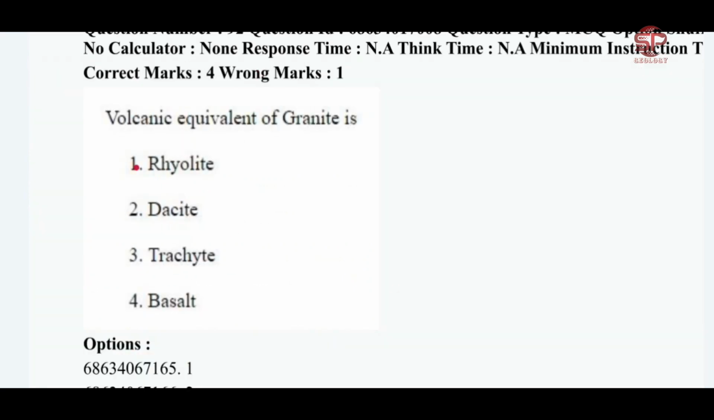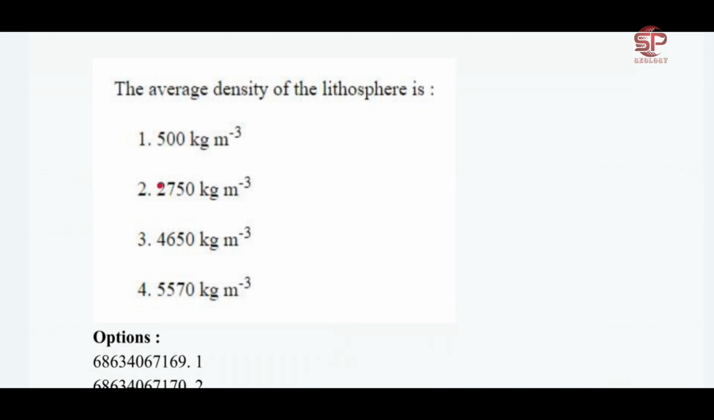The volcanic equivalent of granite is rhyolite. Dacite is the volcanic equivalent of granodiorite. Trachyte is the volcanic equivalent of syenite. Basalt is the volcanic equivalent of gabbro. The average density of lithosphere will be approximately 2.7. The density ranges between 2.8 and 3.1 in the lithosphere. So the average density will be 2.7 gram per centimeter cube or 2750 kg per meter cube.